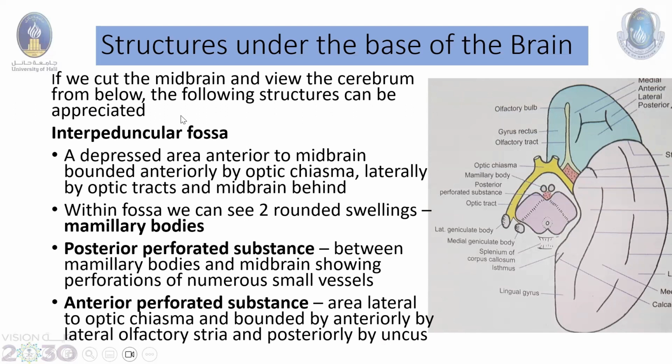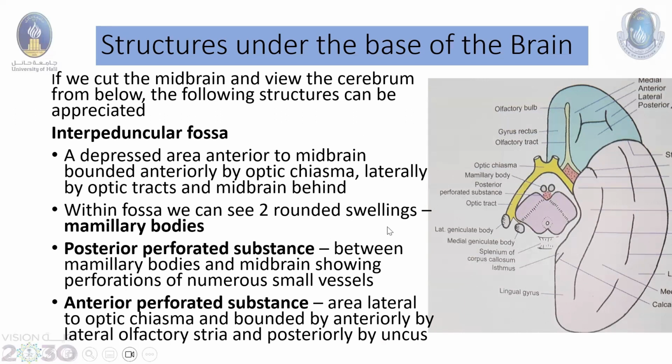This is called the interpedicular fossa. It is nothing but a depressed area anterior to the midbrain, bordered anteriorly by the optic chiasma. The optic nerve is here, the optic chiasma, and this is the optic tract. On either side we have the optic tract, and behind we have the midbrain. It is a very small area, but a very important area.